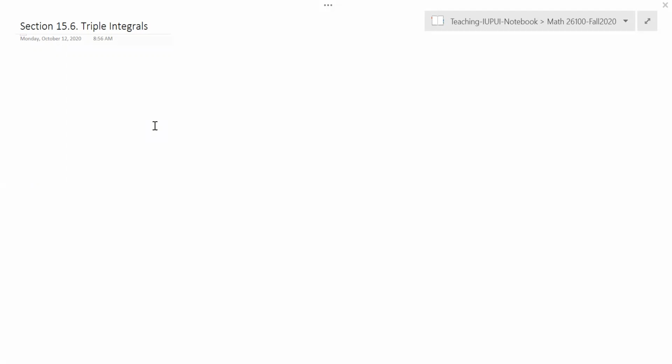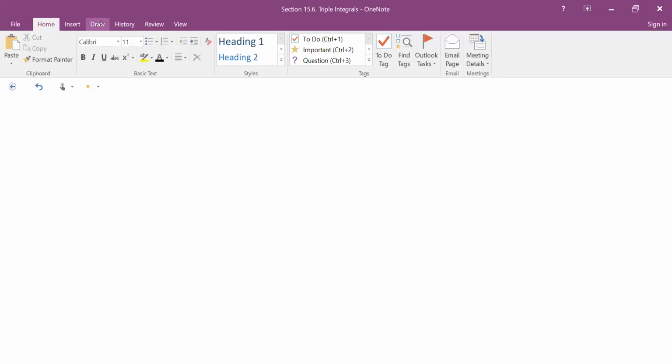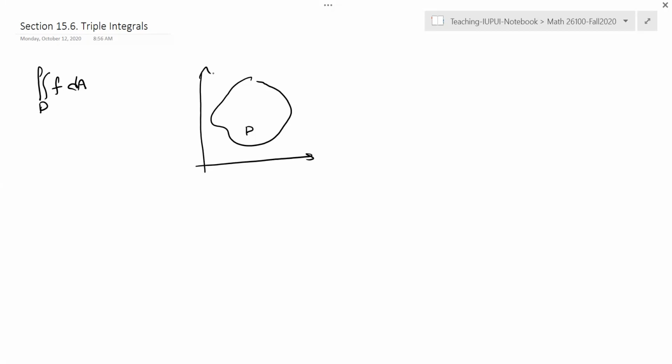All right. So today's lecture is about double integrals. Let's go over double integrals first. Suppose you're given a domain D in dimension 2. Then you have a double integral. Now, how do we set up an iterated integral for this? There are a couple of ways to do it.